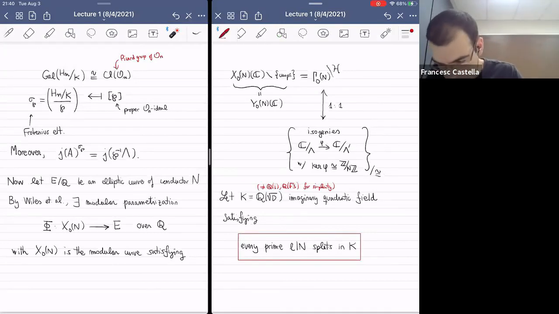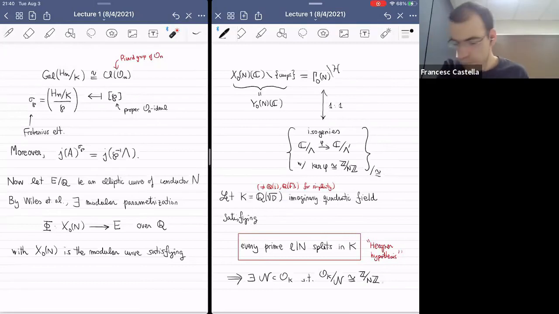Okay, so this is the so-called Heegner hypothesis. And the implication that this hypothesis has for us is that it implies, in particular, that there exists some integral ideal, an ideal in the ring of integers of K, such that O_K mod 𝔫 is cyclic of order n. Okay, so with this, I can now introduce all the Heegner points that we will be working with.